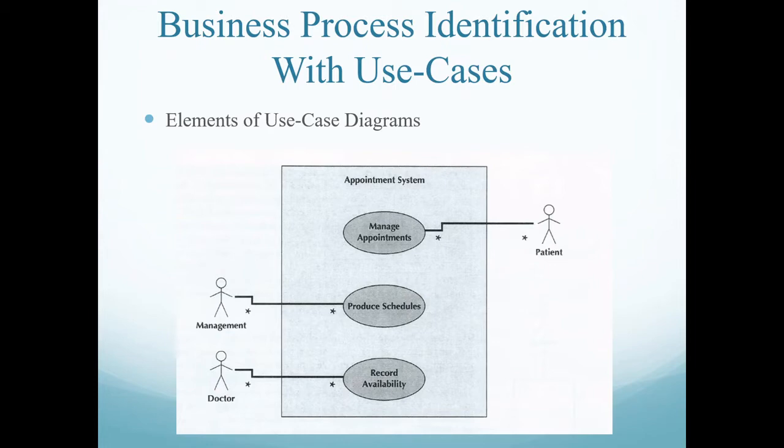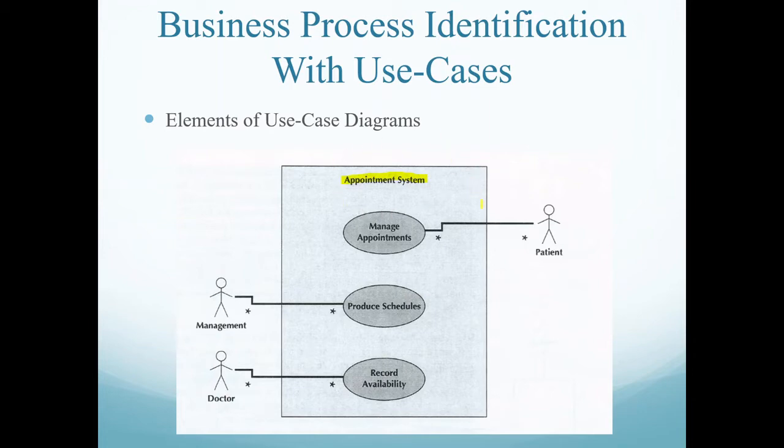So this is the simplest form of use case diagram. As you can see, we can see several symbols. Actually, the use case diagram is drawn to represent a certain business process for a certain information system. Here, if you look at this, you can see appointment system. This is actually the information system we want to build. So this is a target information system.